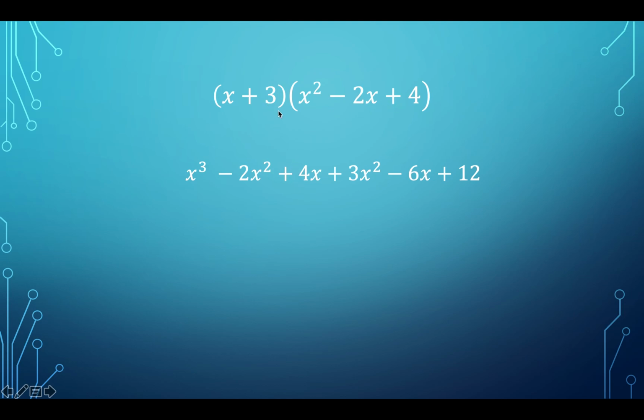Then I'm going to do the same thing with the 3. So 3 times x squared, I get positive 3x squared. 3 times negative 2x, I get minus 6x. And 3 times 4 gives me positive 12.